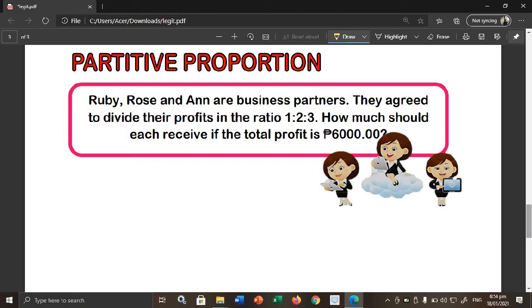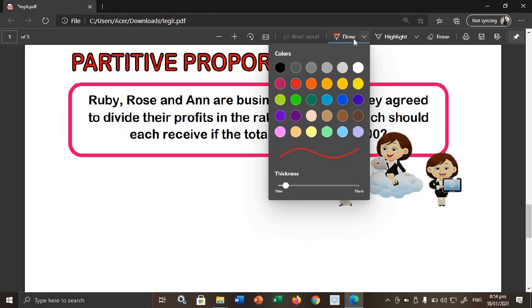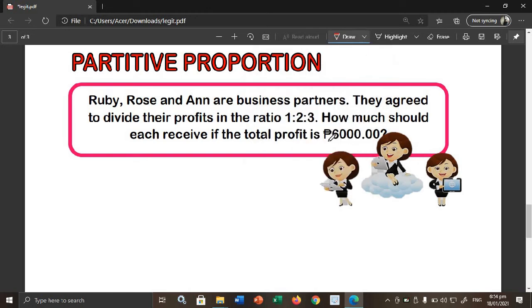So, Ruby, Rose, and Anne, our business partners, agreed to divide their profits in the ratio 1:2:3. How much should each receive if the total profit is 6,000 pesos? As you can see, there is a whole number in this problem, which is 6,000, and there is a presence of a ratio, which is written in colon notation. If the problem is like this, most probably that problem is a partitive proportion. Or you need to solve the method for partitive proportion to solve that problem.